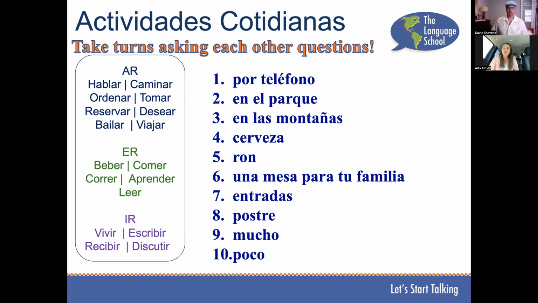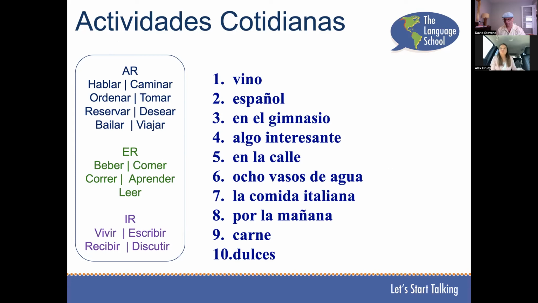Mucho is a lot. ¿Lees mucho? Sí, leo mucho. ¿Qué significa poco? Poco is a little. So, mucho and poco: a lot, a little. ¿Corres poco? No, corro mucho. Bien. Keep going. New round.